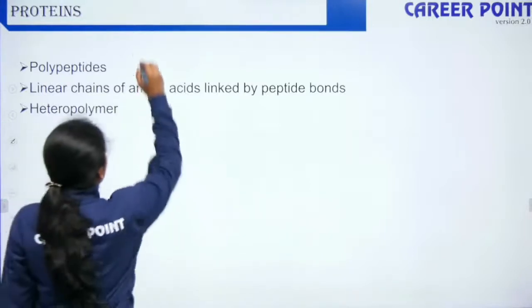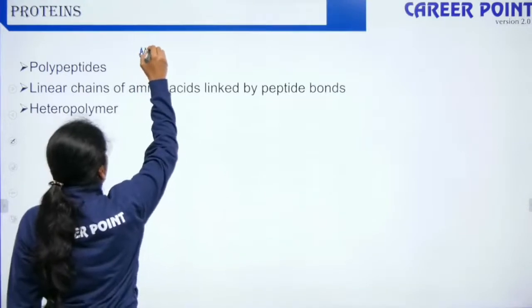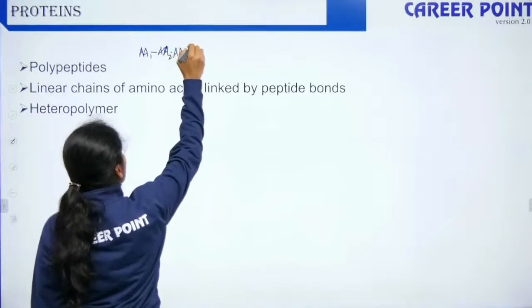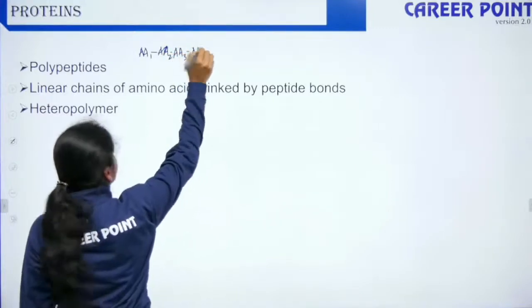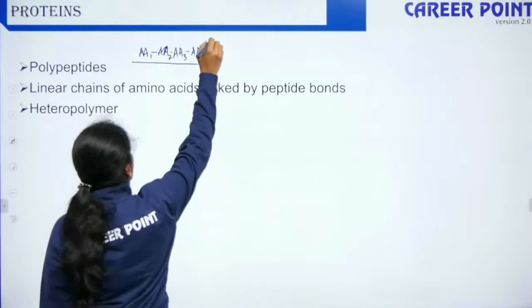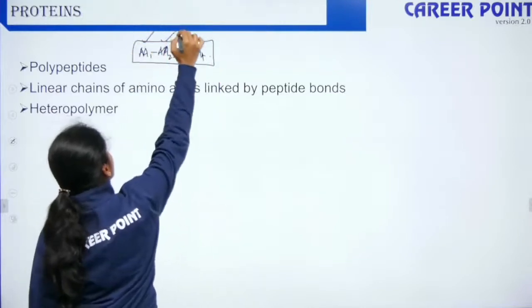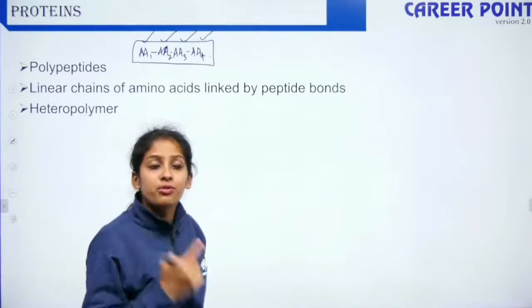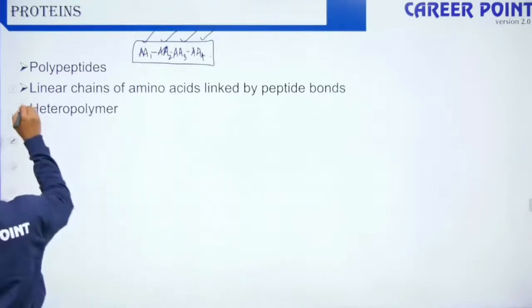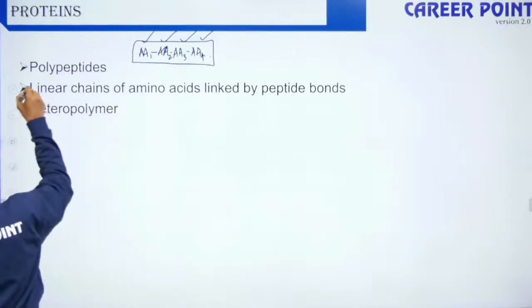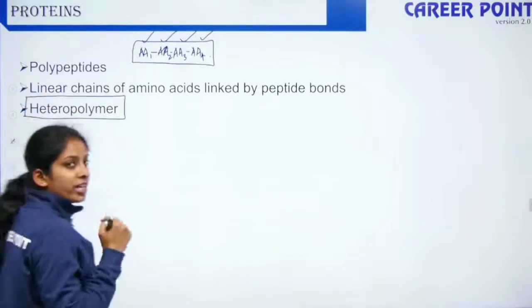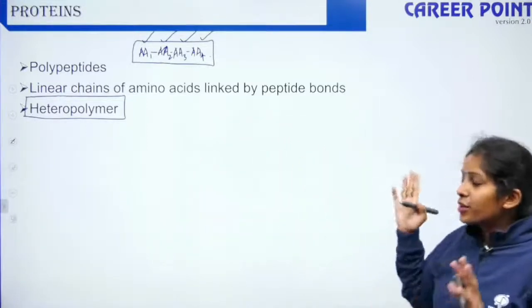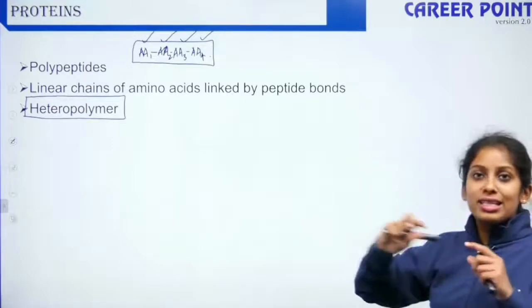So here if I have one amino acid, I have the second amino acid, I have the third amino acid, and so on, right? And proteins are heteropolymers, meaning it is made up of different amino acids. Not all amino acids will be the same. It is made up of different amino acids. So that is why your protein is a heteropolymer. So it is a polypeptide made of your amino acids, and the amino acids are very different. So it is a linear chain.